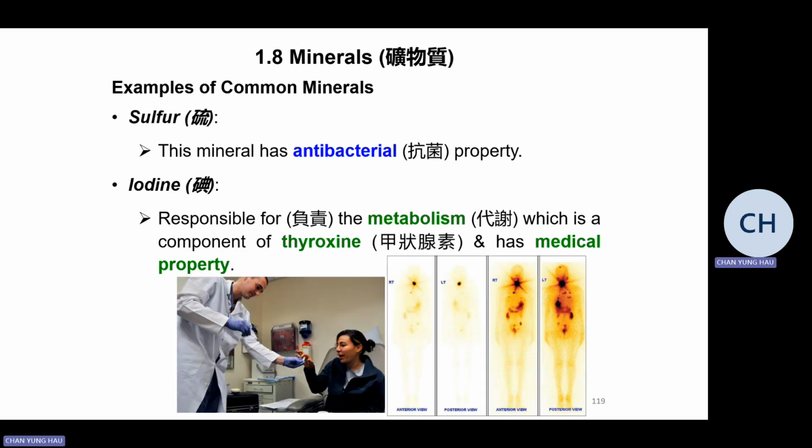Sulfur. Sulfur has antimicrobial properties, while iodine is to prevent thyroid cancer. All right, so it strengthens our thyroid gland, because it is responsible for the metabolism. Okay, and it has medical properties.